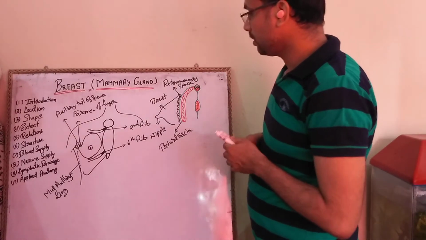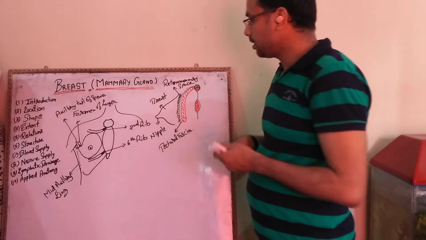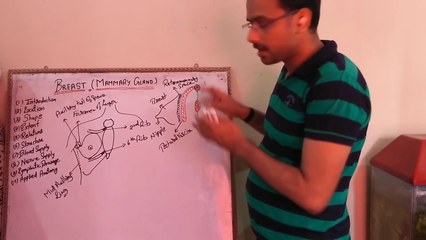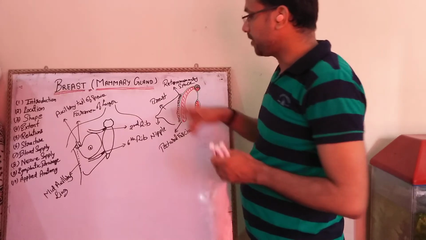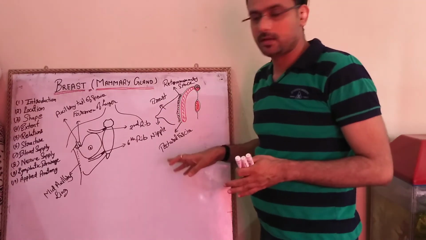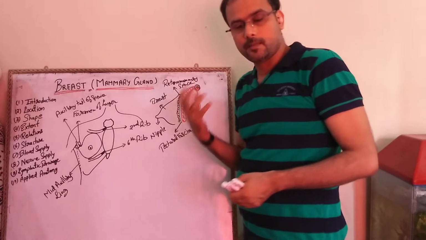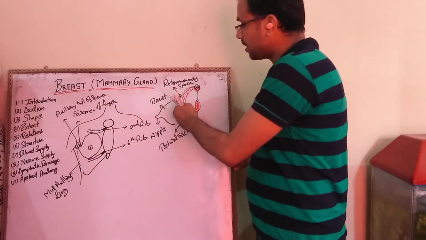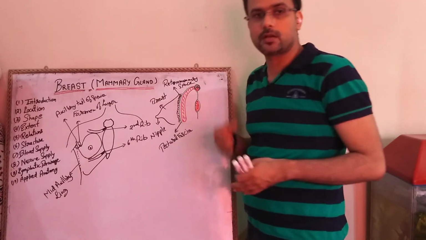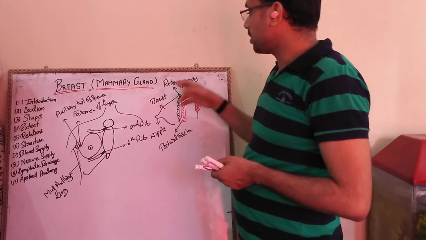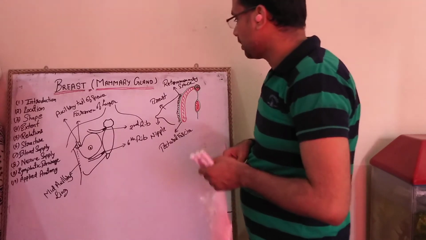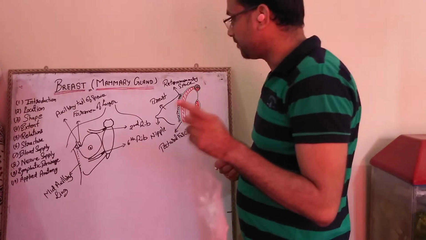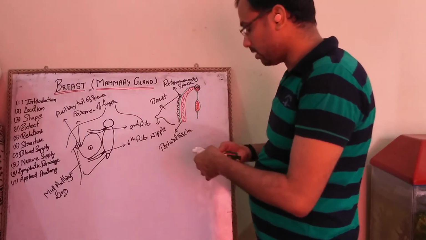So you can see the relation of the breast with the pectoral fascia. This is the diagram of the relationship between the breast and the pectoral fascia. The breast lies over the pectoral fascia, and between the pectoral fascia and the breast there is loose areolar tissue, known as the retromammary space. Now we will draw another diagram of the relation of the breast with the muscles of the pectoral region.